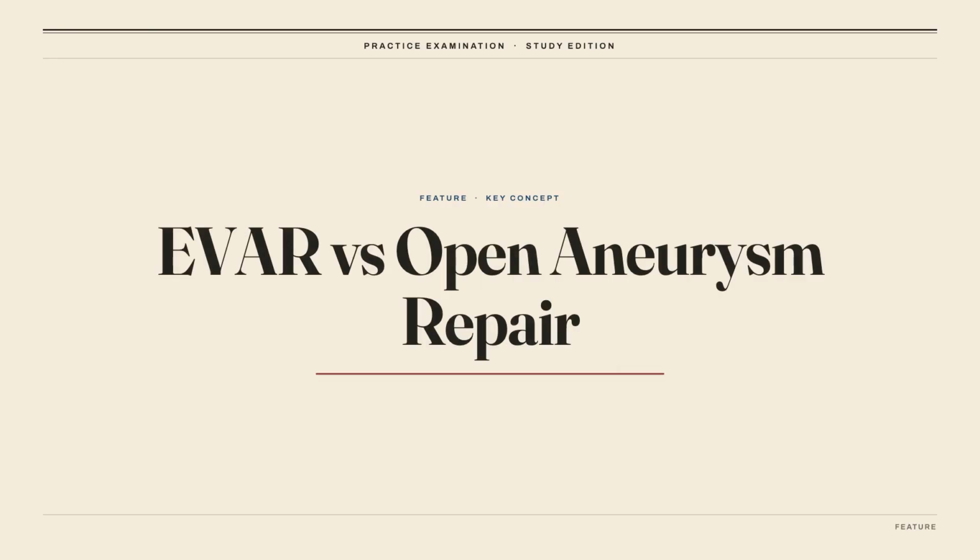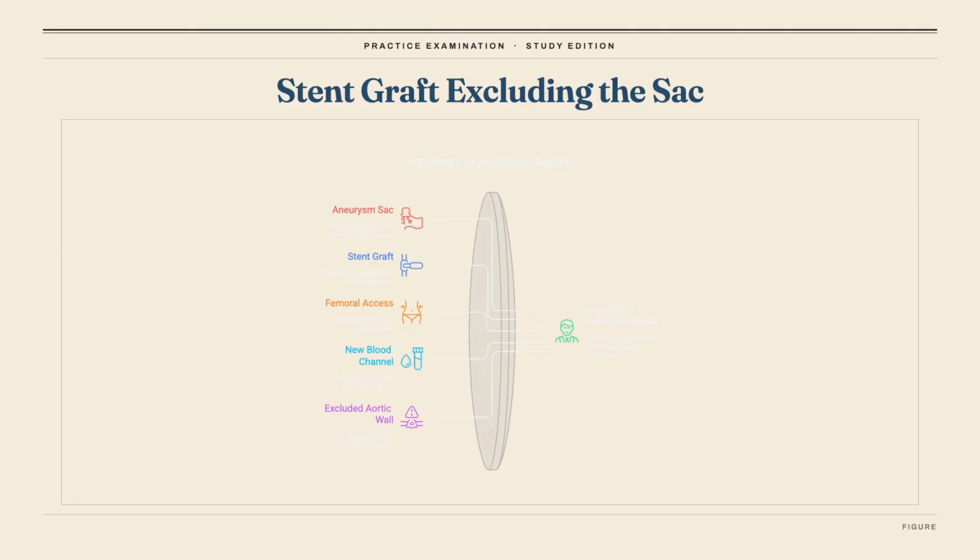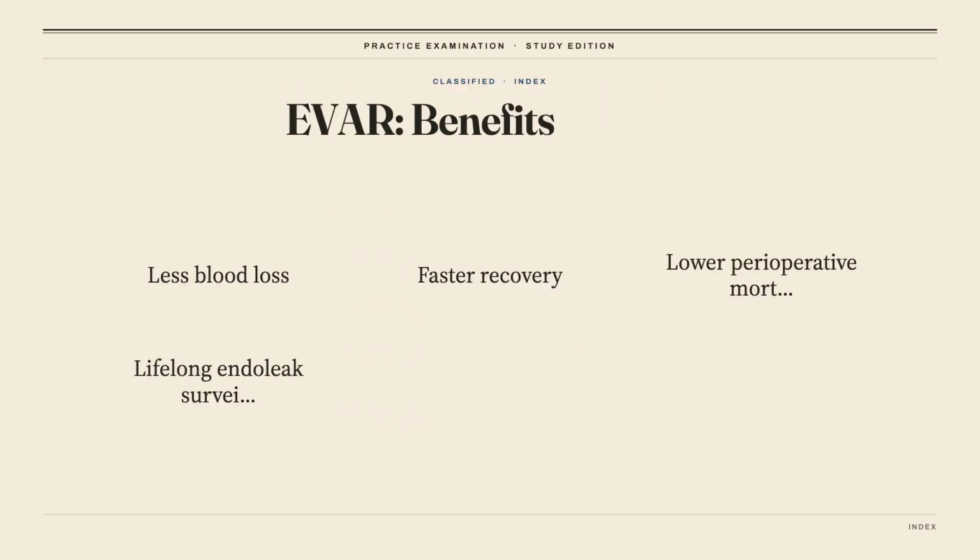Choosing between endovascular and open aneurysm repair is a classic surgical trade-off: lower short-term risk versus a lasting long-term obligation. In endovascular repair, a fabric-covered stent graft is threaded up from the femoral artery and deployed inside the aorta, creating a new channel for blood so the weakened sac is excluded from circulation rather than removed.